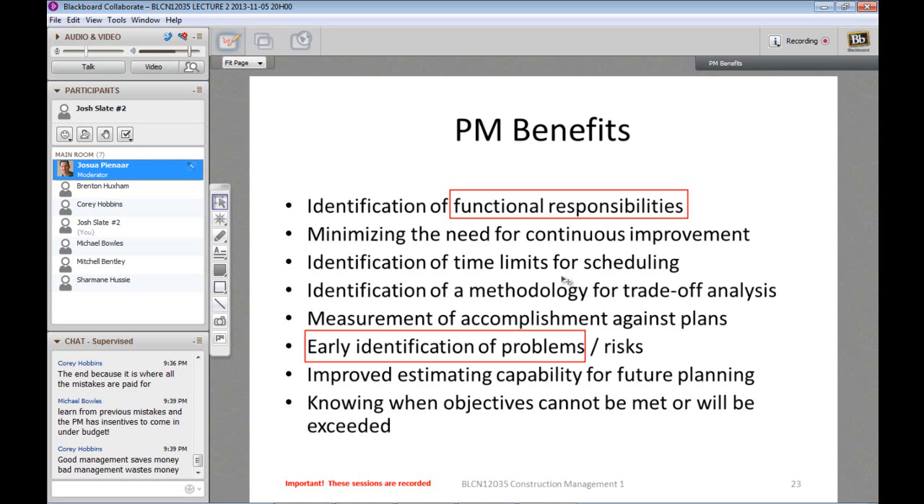One that's not really on the board here is, of course, communication. Communication is a big thing. The reason why we have project management systems is because they force us to communicate. All right, so what happens?